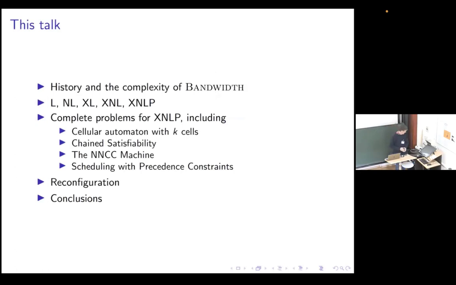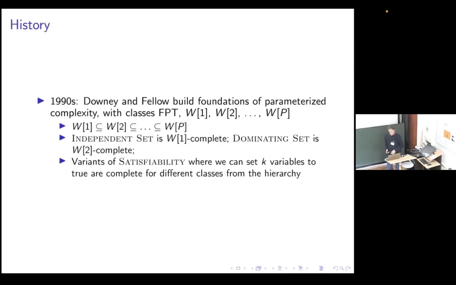And yes, Saket already talked about bandwidth. And I'll tell a little bit more, and then I'll mention a number of complexity classes, and then problems which are complete for one of these, and I'll end with some conclusions at the end.